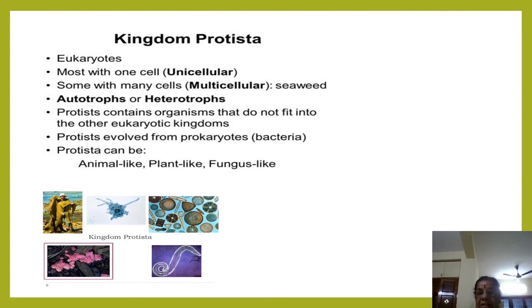Example, seaweed, it is an algae, and they are autotroph or heterotroph. Protists contain organisms that do not fit into other eukaryotic kingdoms. All other eukaryotes that do not fit are included under Protista. Protists evolved from prokaryotes such as bacteria, and they may be plant-like, animal-like, or fungus-like. That is a group called Mycoplasma.